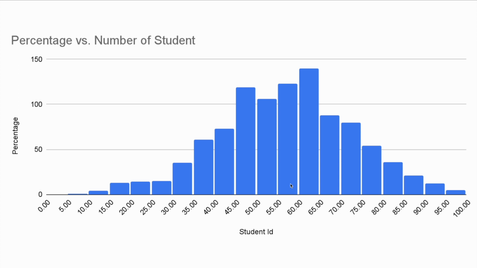Continuous data is usually represented using histograms. Since percentage data is continuous, we club it into buckets. So the first bar in the histogram shows the number of students who scored between 0% to 5%, then 5% to 10%, and so on.